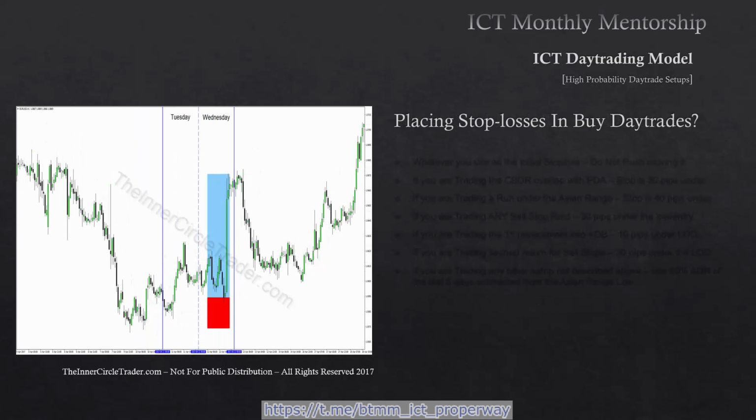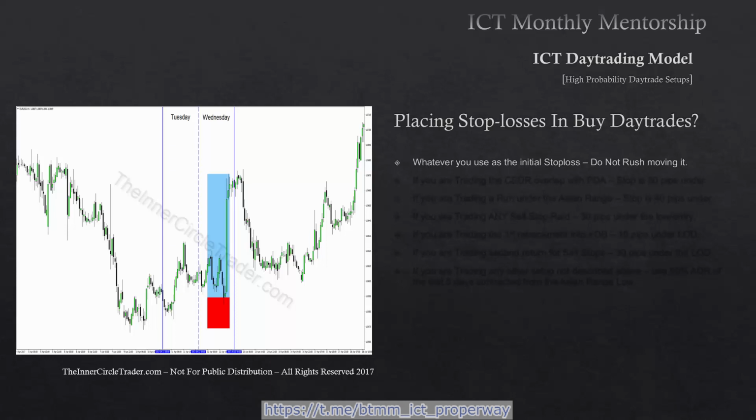Placing stop losses in a buy for day trades. Whatever you do and whatever you use for your initial stop loss, do not rush moving it. I already know what you're trying to do. You want to get to break even, plus buy, plus 20. Forget that in day trading in London, because you can get a double pass, they can come back and knock you out, and you'll miss the entire move.